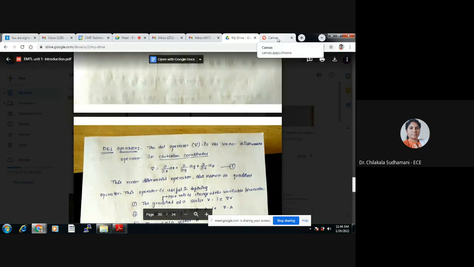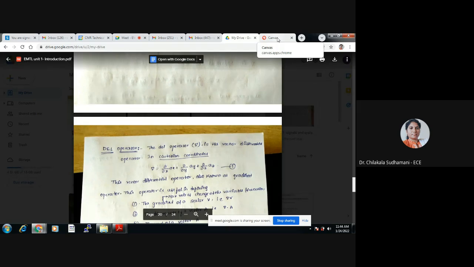Now here, line integral, volume integral and surface integral are used to find out the total charge distributed throughout the line, the total charge distributed throughout the area, or the total charge distributed throughout the volume. So to find that out, we are using line integral, surface integral and volume integral.